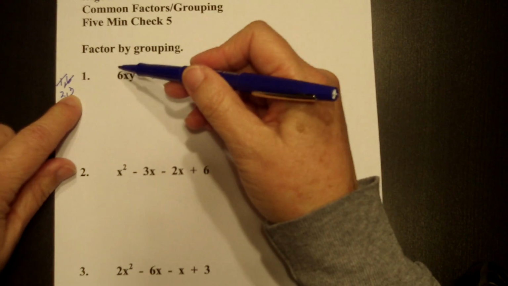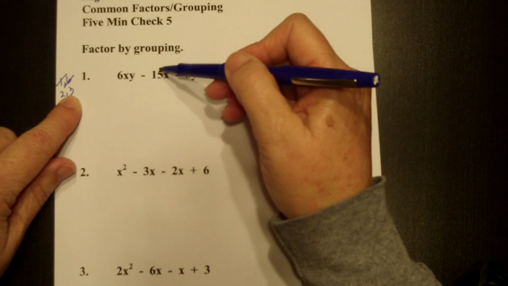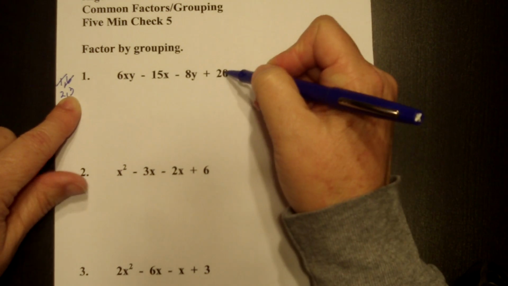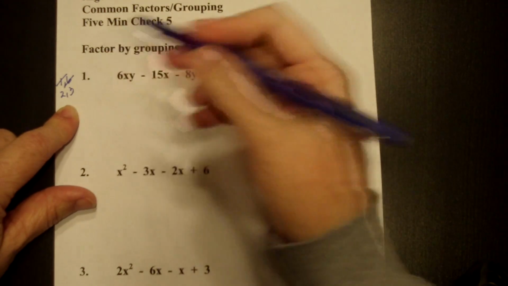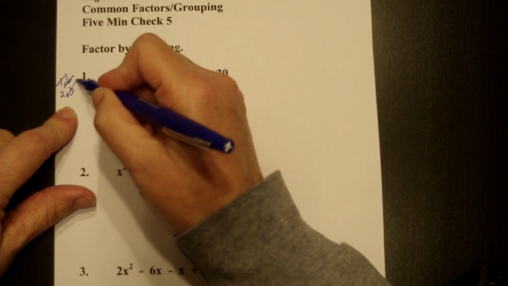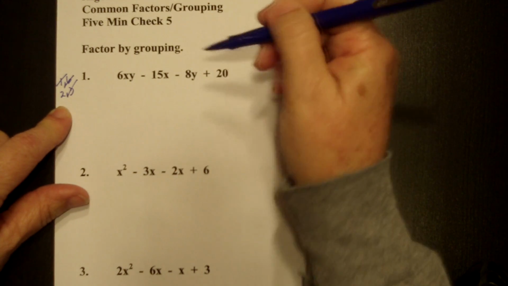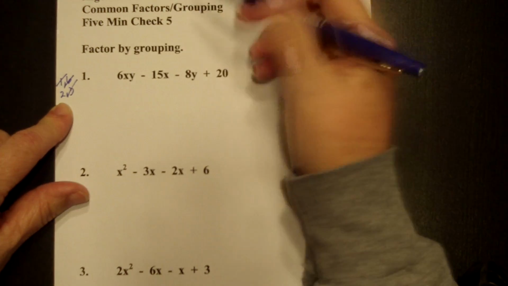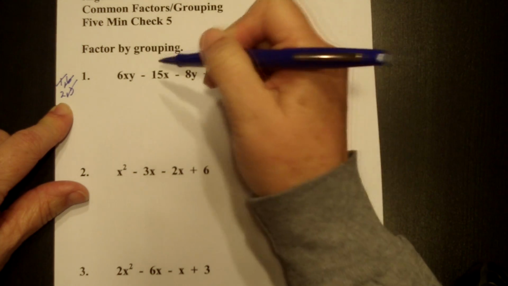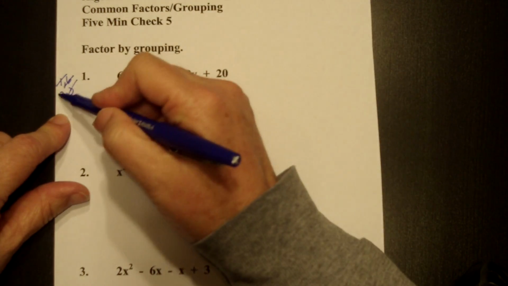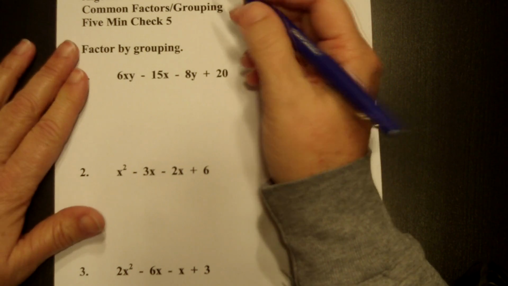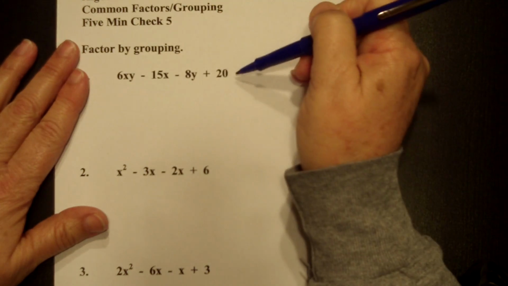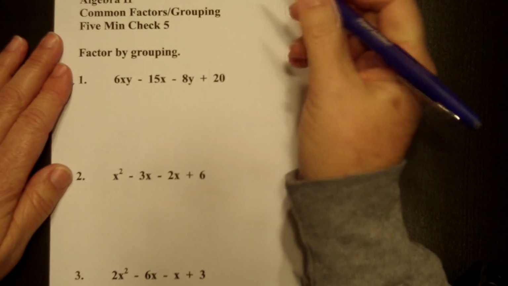All right, does 3 go into 6? Yes. Does 3 go into 15? Yes. Does 3 go into 8? No. Does 3 go into 20? No. So I can't use 3 because it doesn't go into all of them. All right, now let's see if 2 goes into everything. Well, 2 goes into 6, 2 goes into 8, 2 goes into 20, but it doesn't go into 15. So I do not have a number that goes into everything. All right, check for the X's. No. Check for the Y's. No. So we already know that we have to group up.